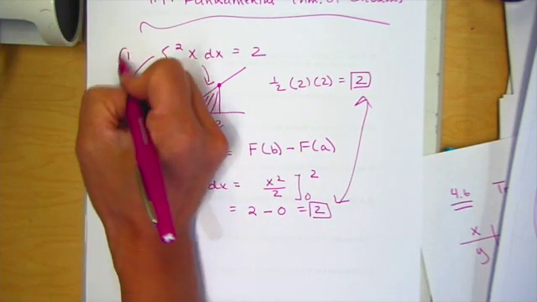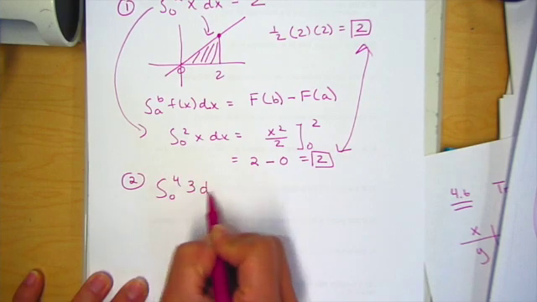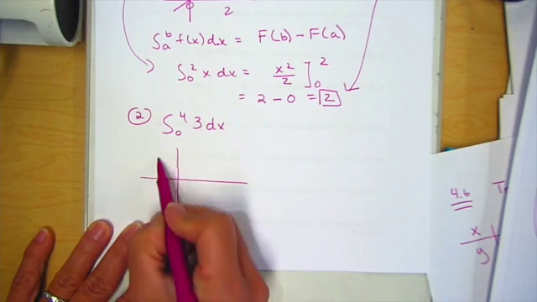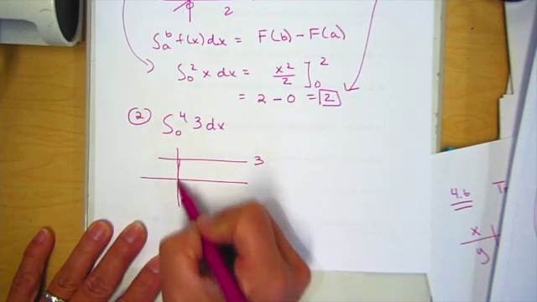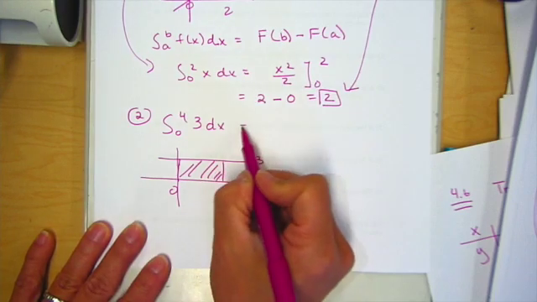So let's try another example both ways. For some problems it may be easier just to do it geometrically. So I know this means we're looking at the function 3. I'm looking at the graph from 0 to 4, so it's the area of this region, which is really 4 times 3. So this is 12.